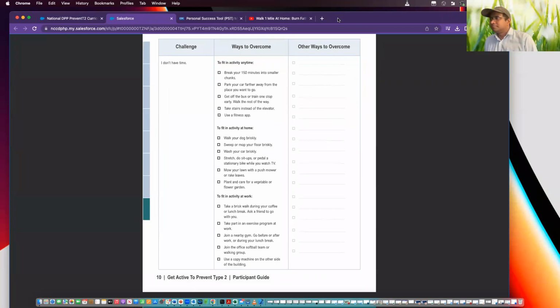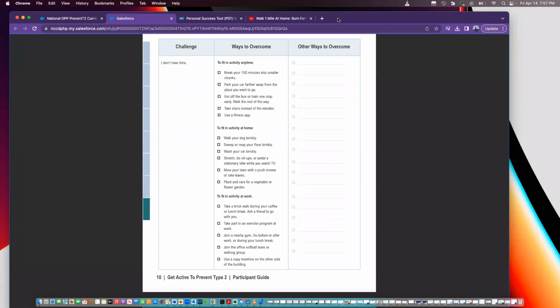Then you can fit in activity at work. If you're at work, probably you can take a brisk walk during your coffee or lunch break. Ask a friend to go with you, and take part in an exercise program at work. Join a nearby gym. You can pop into the gym before or after work or during your lunch break too. Join the office softball team or a walking group. So there are quite many things you can do while you're working.